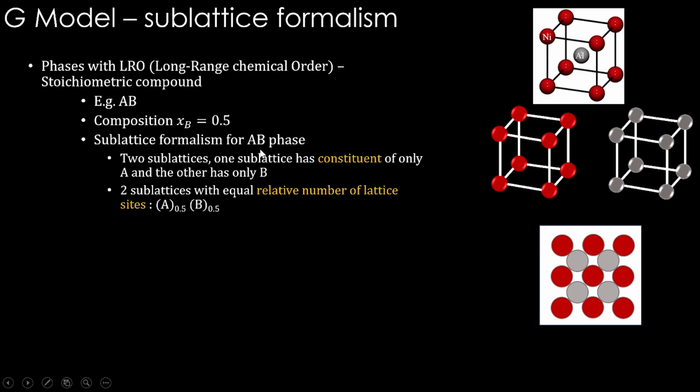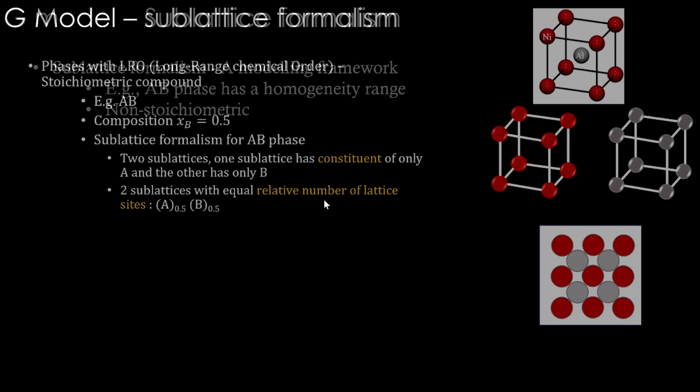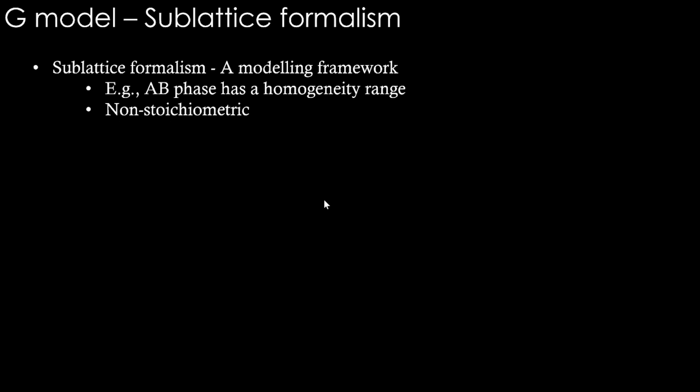In this AB compound that we saw in the last class, we said we have two sublattices. One sublattice has constituent of only A and the other has only B. So now what is there in the sublattice? A or B. These are the constituents. Constituents means the species inside each sublattice. Then two sublattices with equal relative number of lattice sites. These are the relative number of lattice sites here, 0.5, 0.5. Two terms are introduced already to you. Now we will see more.